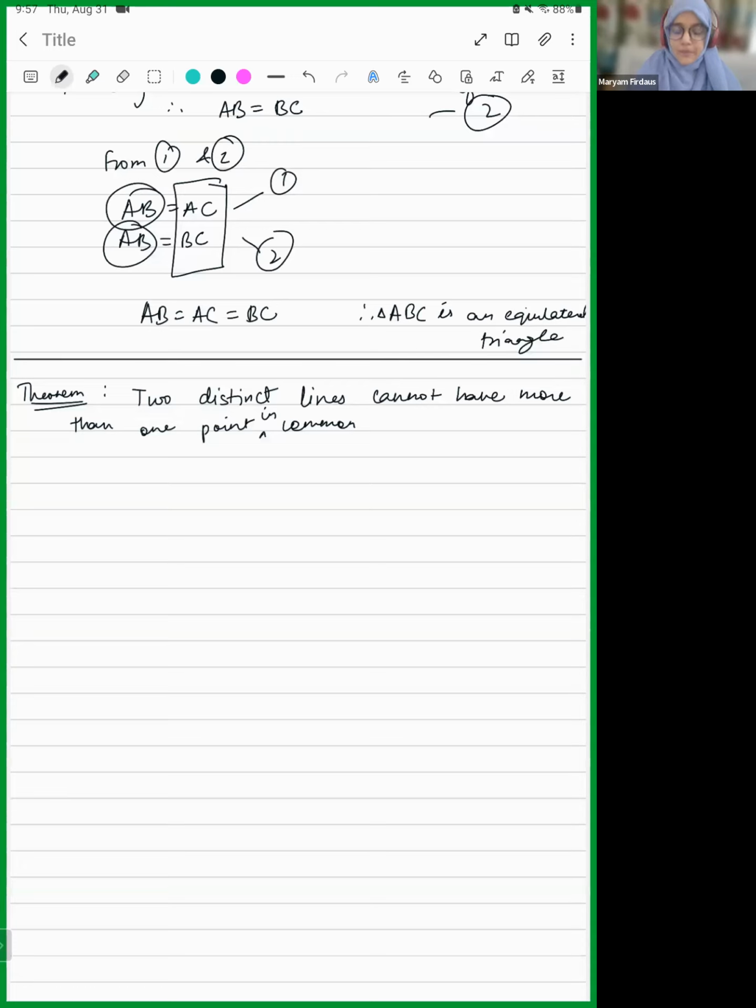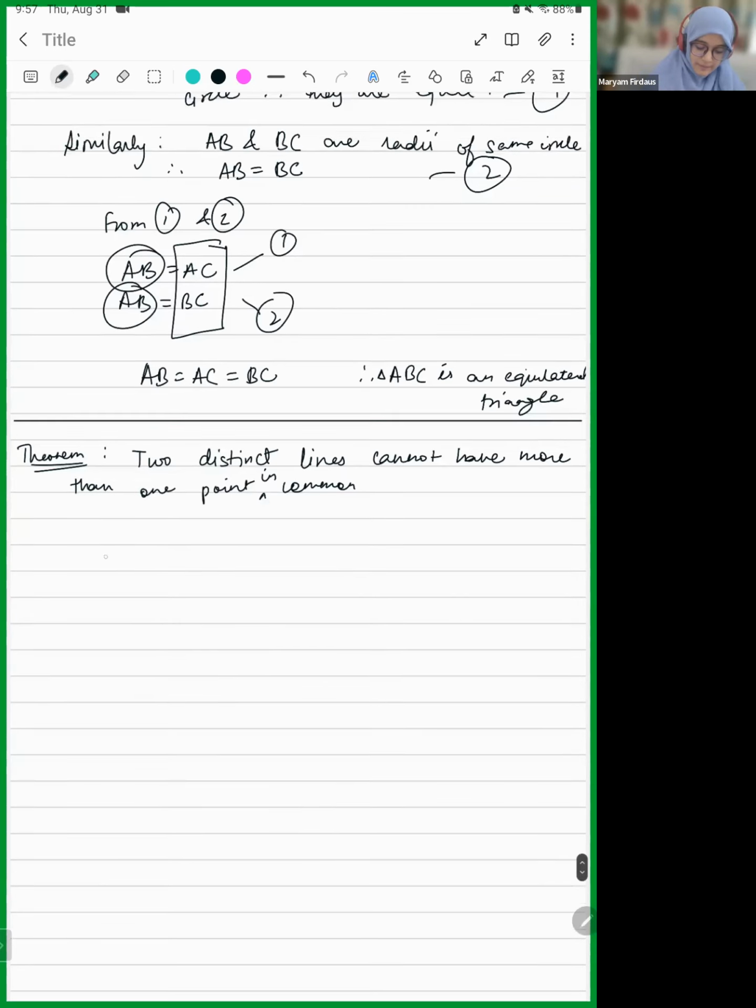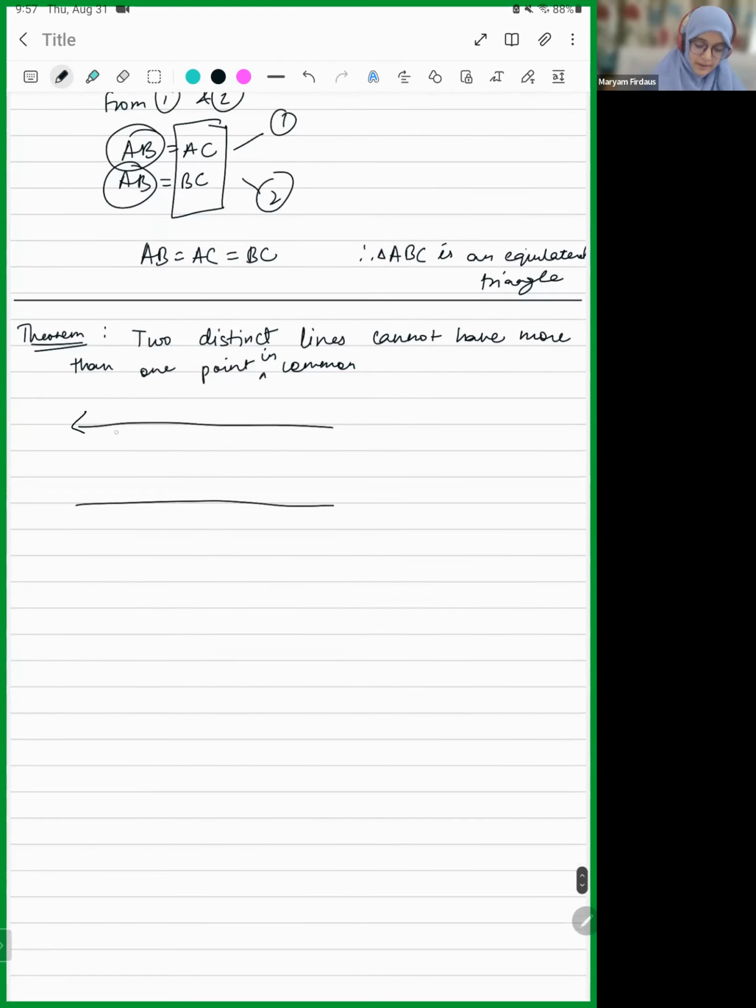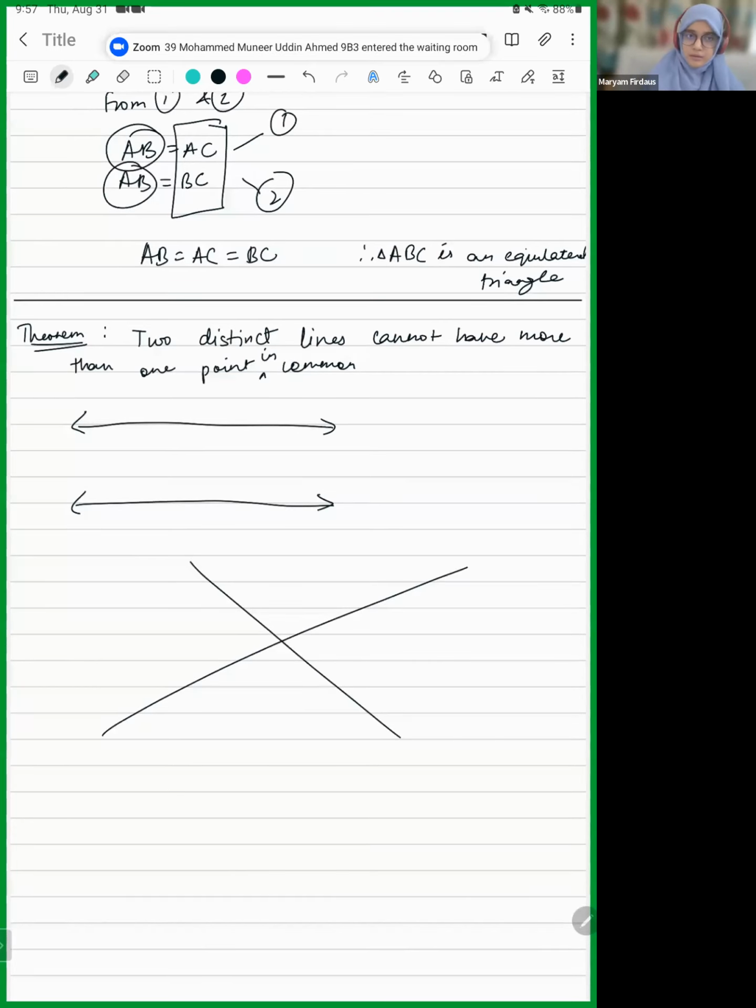See, over here, what do we have to show? We have to show that two distinct lines, two different lines. Let's just draw it and see. Let's say there are two different lines. What are the possibilities we can have? They can either be parallel or they can be intersecting. Is there a third possibility?